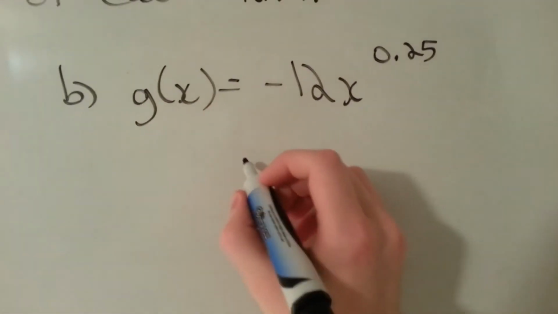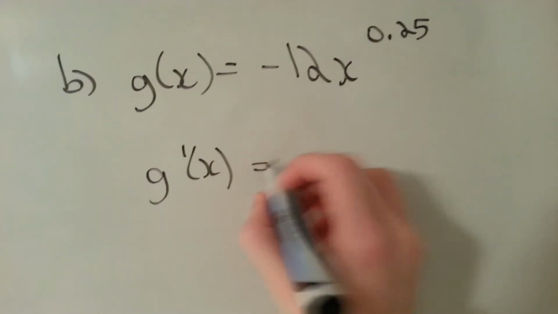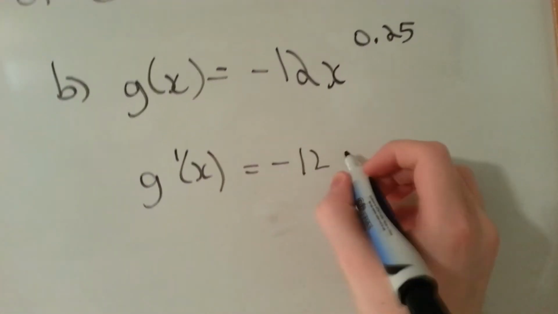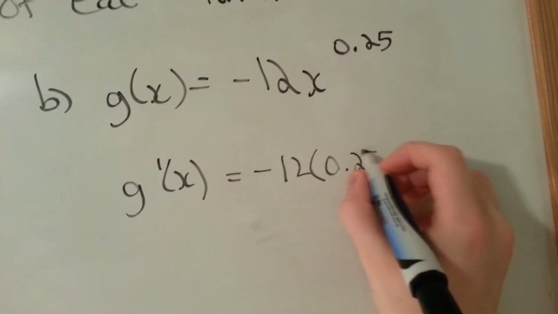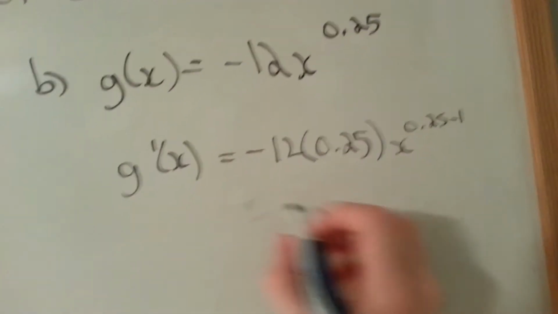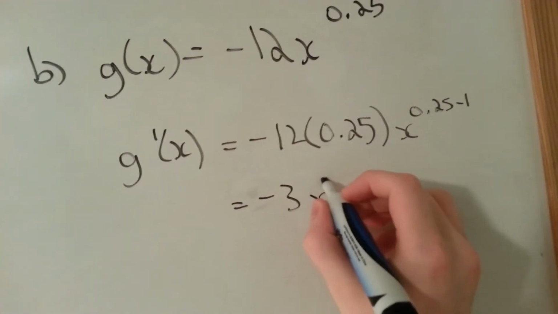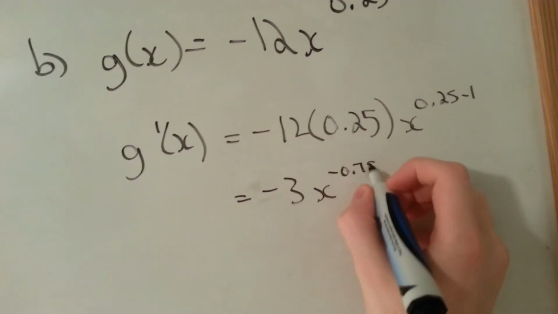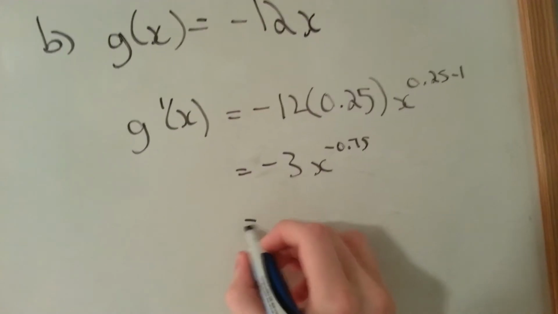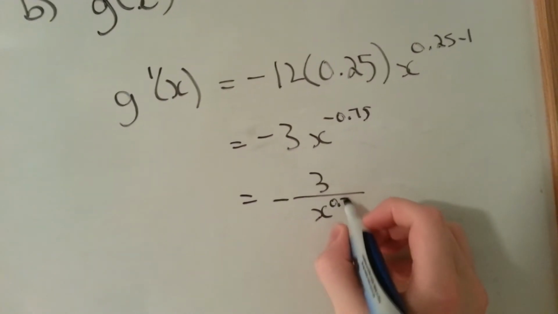The second one is g of x equals negative 12 times x to the exponent 0.25. Just like if it was an integer as the exponent, you bring down the 0.25 to be the coefficient to the power, and then set the exponent to be 0.25 minus 1. That will then simplify down to negative 3 times x to the exponent negative 0.75. You can then rewrite that so that the exponent on the power is positive, and it'll be negative 3 divided by x to the exponent 0.75.